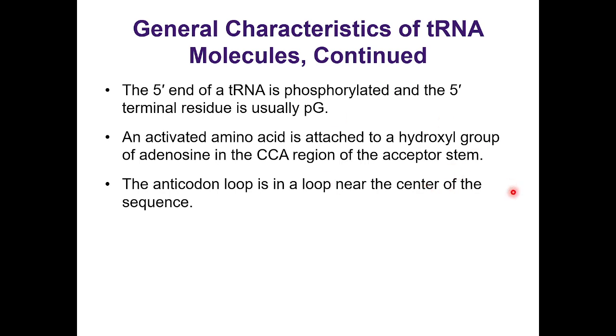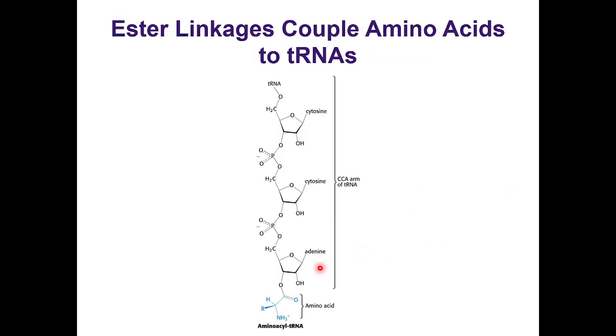Yeah. So the activated amino acid is going to be attached to the hydroxyl group of the adenosine in the CCA region of the acceptor stem. The anticodon loop is going to be the loop near the center of your sequence. And so right here we actually see the ester linkages. They're going to couple our amino acids to your tRNA. Again, this is your CCA arm of your tRNA right here, and this is the amino acid being coupled to it. Okay? And in this case, we have the aminoacyl tRNA because they are coupled together.